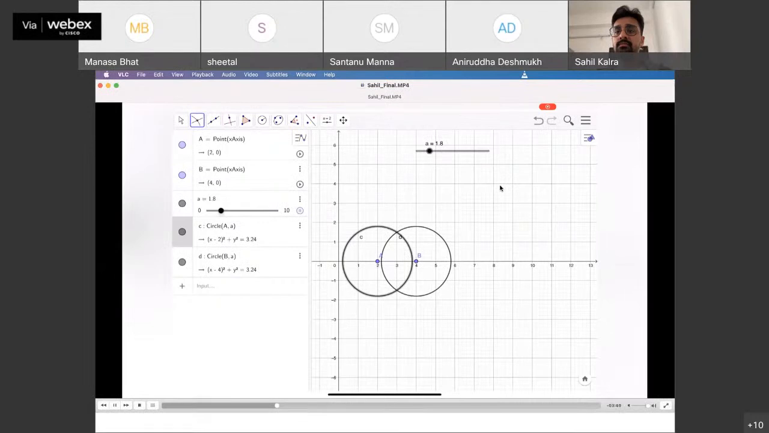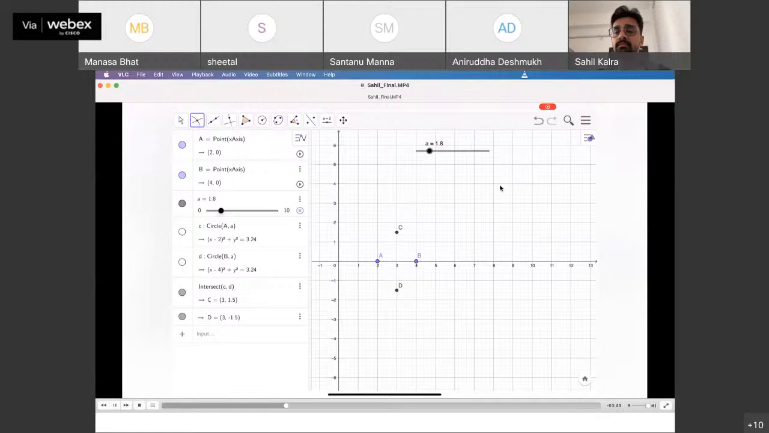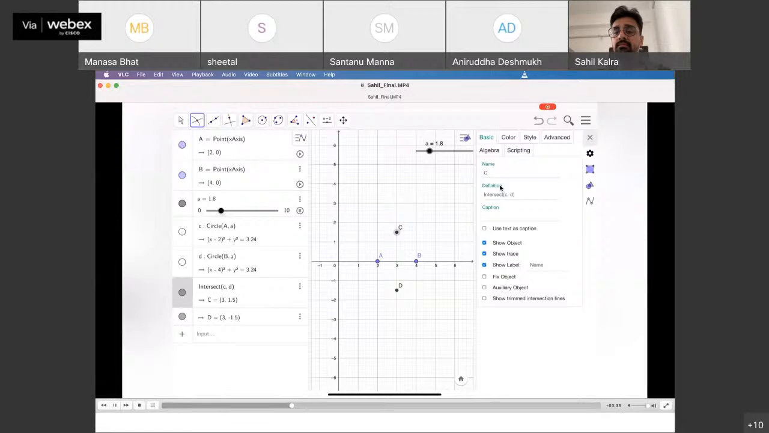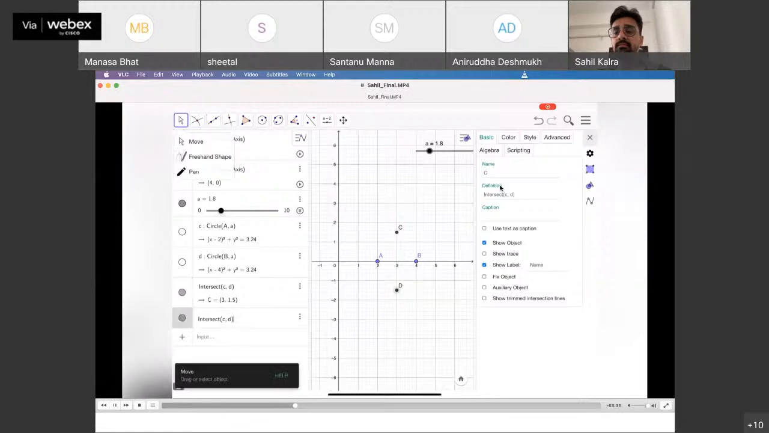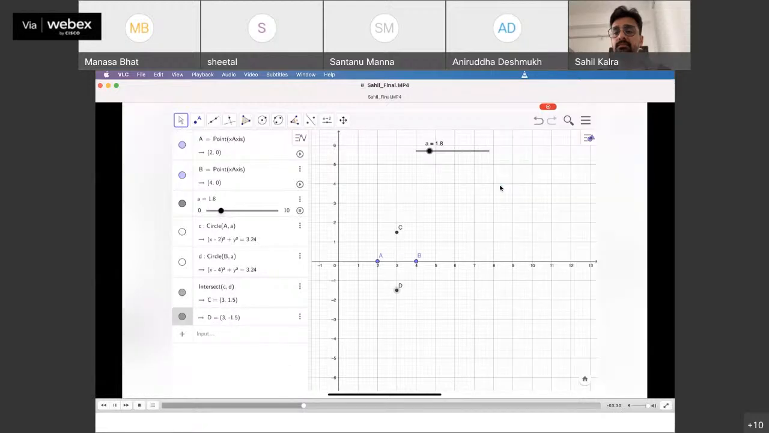After that, I am intersecting the two circles and taking the intersection points, which are C and D, which you can see here. After that, I am going to trace these points C and D. Remember that C and D are nothing but those points which are equidistant from A and B. Now we want to see what these points C and D will trace, and you can see clearly that they are tracing a straight line. So it means any point which is equidistant from two given points will trace a straight line.